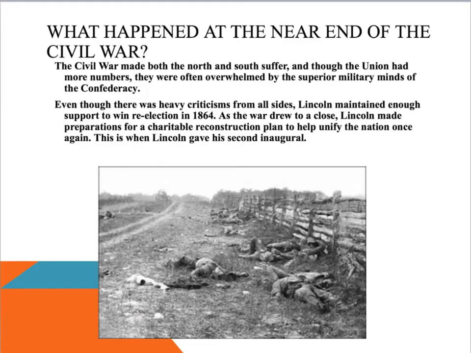So, what was going on near the end of the Civil War? The Civil War had made both the North and South suffer, and though the Union had more numbers, they were often overwhelmed by the superior military minds of the Confederacy, led by General Lee. Even though there was heavy criticism from all sides, Lincoln maintained enough support to win re-election in '64 as the war drew to a close, and Lincoln made preparations to begin reconstruction in the South once the nation was whole again.